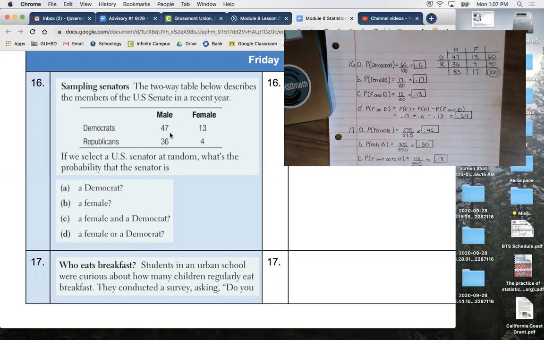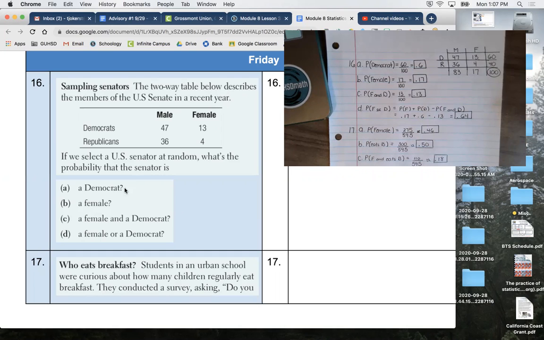So we have Democrats 47 plus 13, which would give us 60. And we have Republicans 36 plus 40, which would give us 40. Then I add how many males were in the study. I have 47 plus 36, which is 83, and 13 plus 4, which is 17. That's really important. You need to get your totals. And you can see, obviously, that we totaled 100. When you have that, if you totaled both of these rows, you'd have 100 people that are in our study.